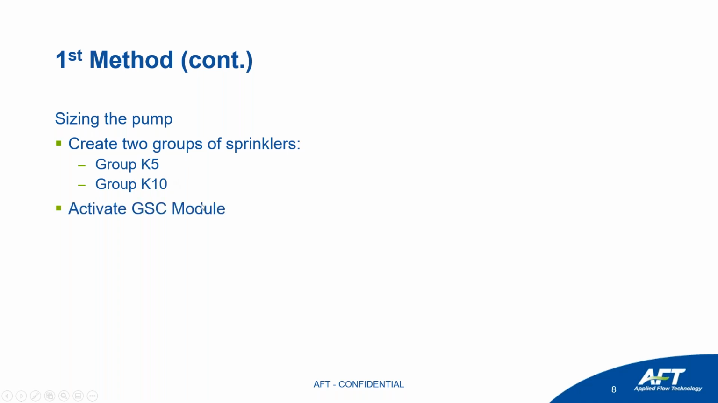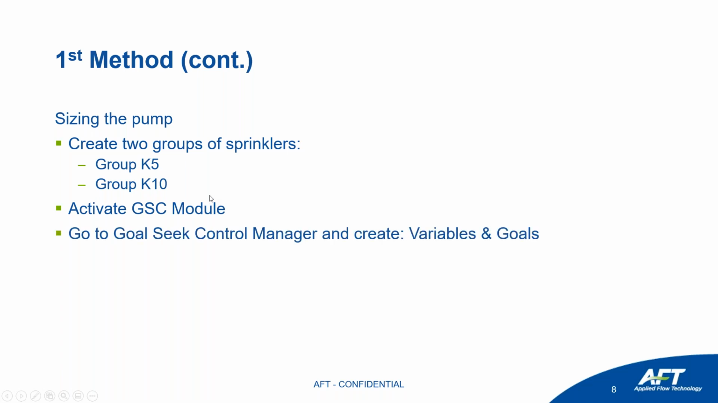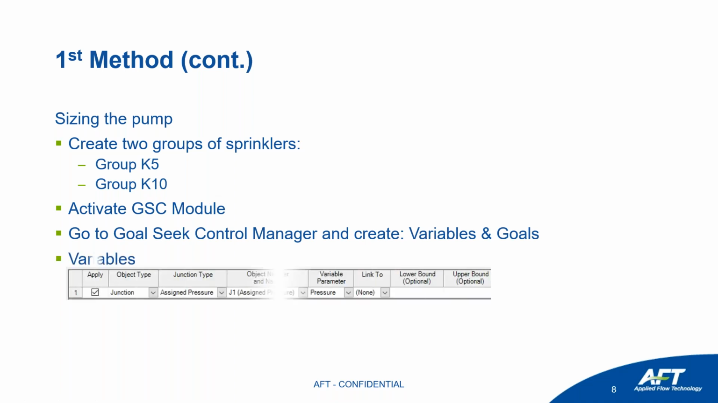We activate the GSC module, the Goal Seeker Control. We go to Goal Seeker Control Manager and we create the variables. What will be the variable in this case? Well, it would be the pump. The pump that is located in junction 1, and the GSC will vary the pressure for achieving the goals, the requirements in the system.